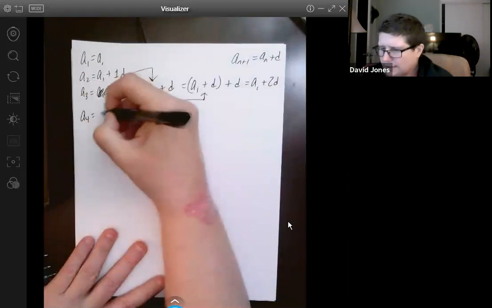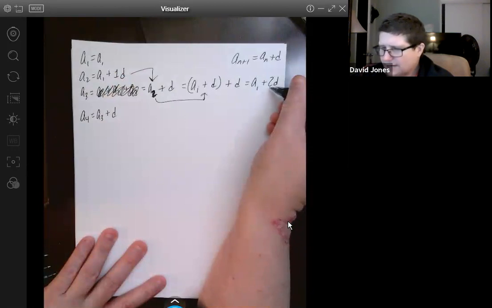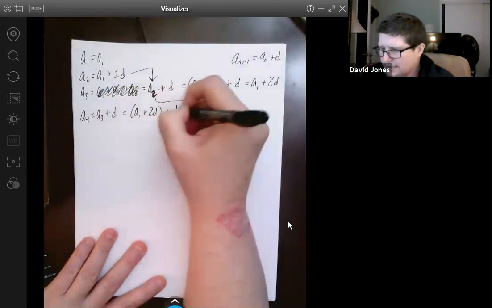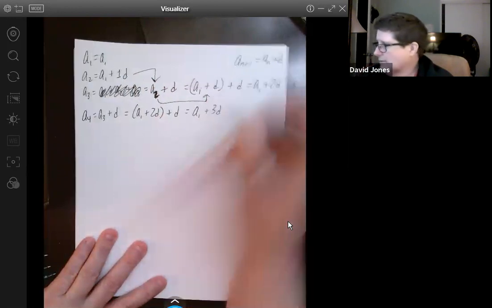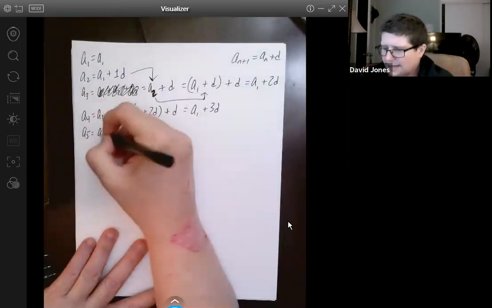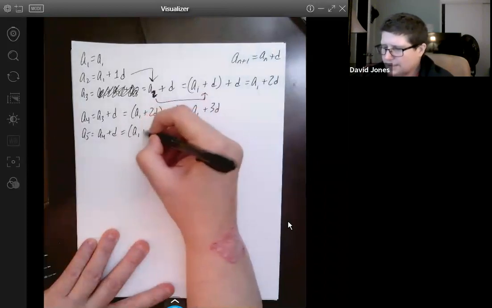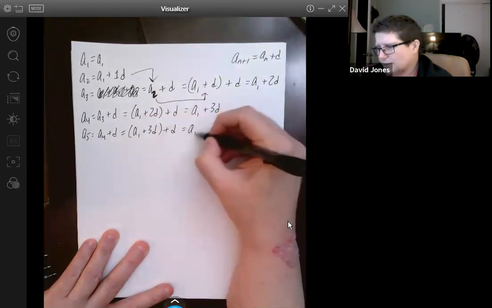A sub 4 is a sub 3 plus d. But a sub 3 we just had over here. A sub 1 plus 2d plus d, which is a sub 1 plus 3d. A sub 5 is a sub 4 plus d. We just had a sub 4. A sub 4 is a sub 1 plus 3d plus d. And so this is a sub 1 plus 4d.